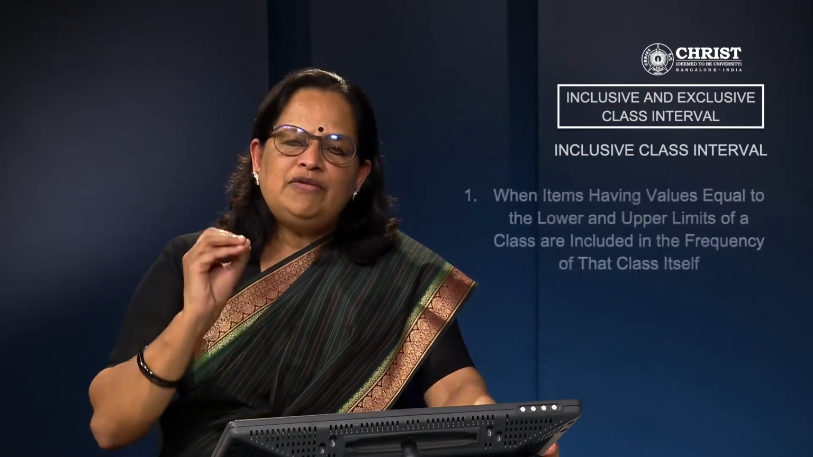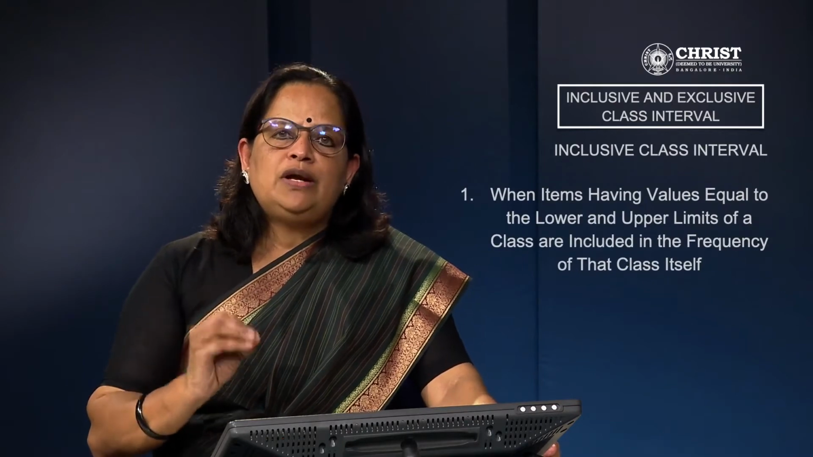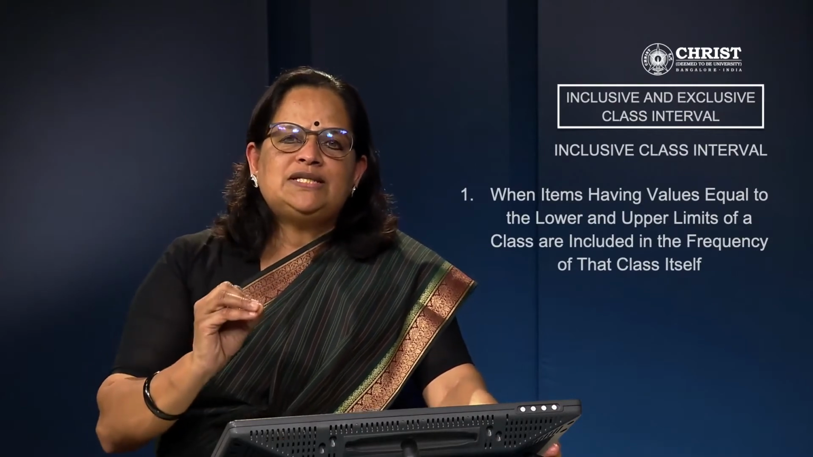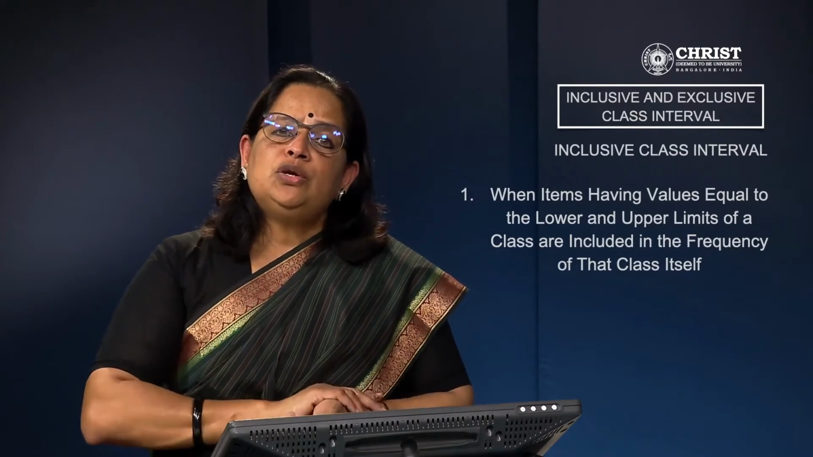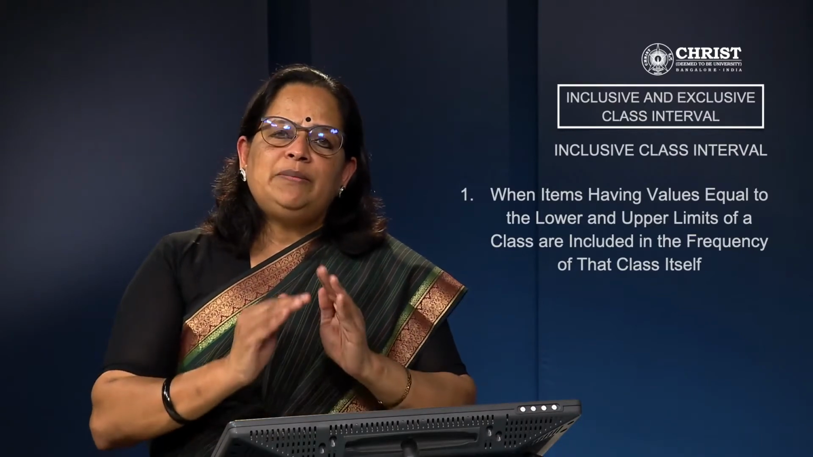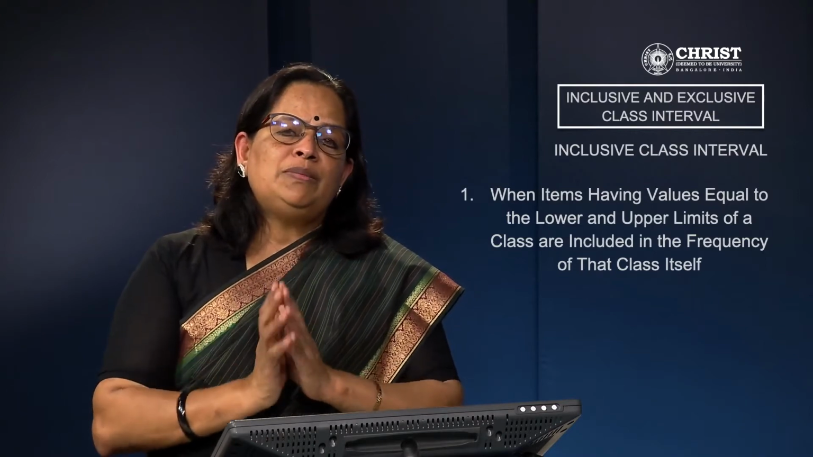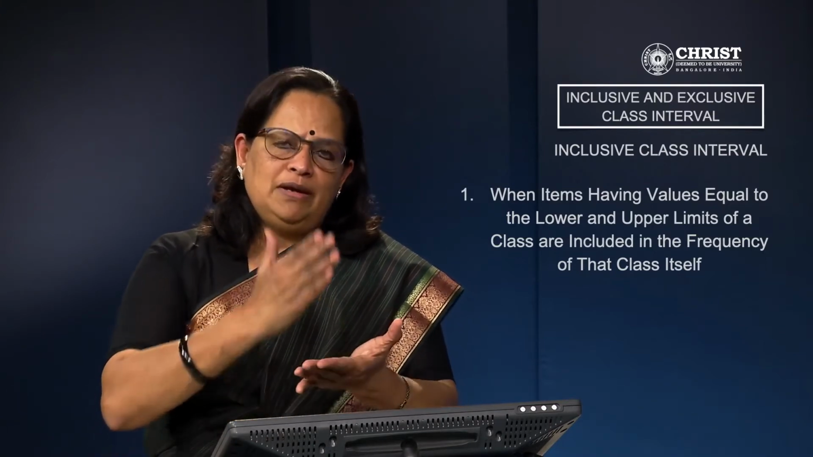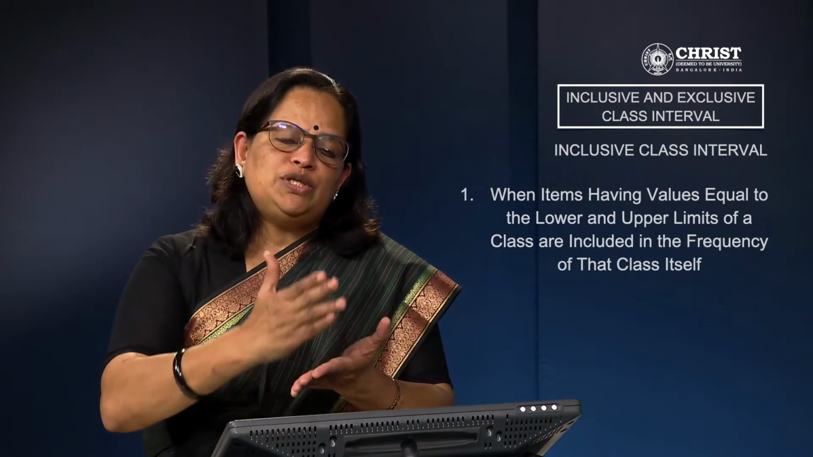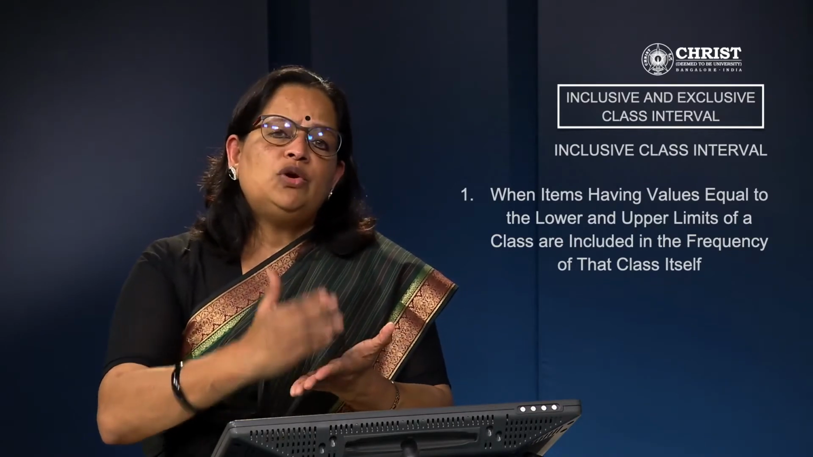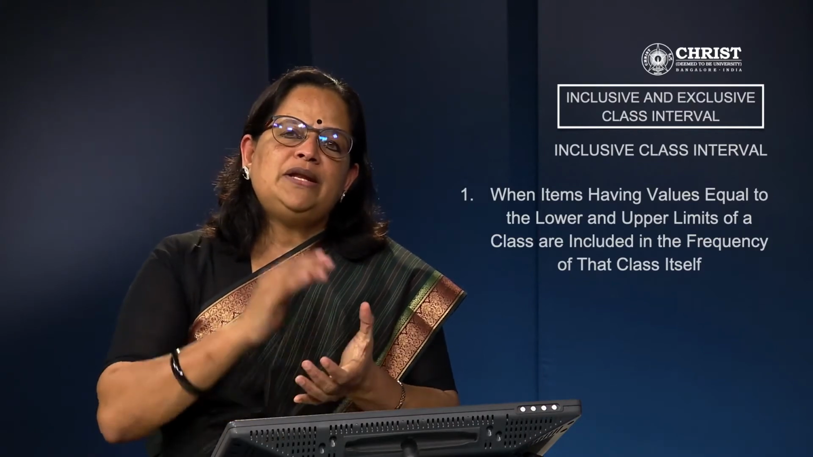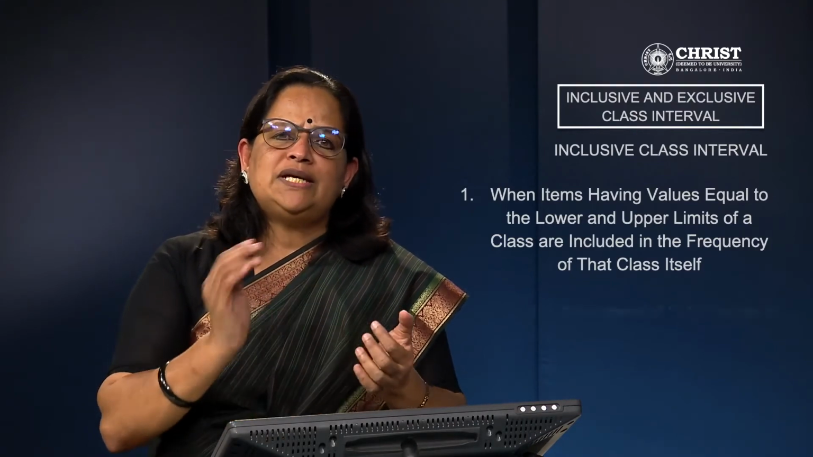When items having values equal to the lower and upper limits of a class are included in that frequency itself, then that is called an inclusive class interval. One thing you have to remember, this is possible only for discrete variables. Discrete variable means there will not be any decimal values between lower limit and upper limit. Only exact values will be possible. Number of members in a family, number of shareholders in a company, all these are examples.